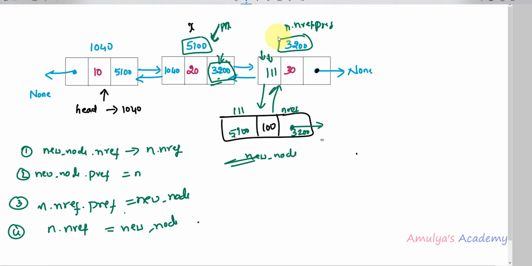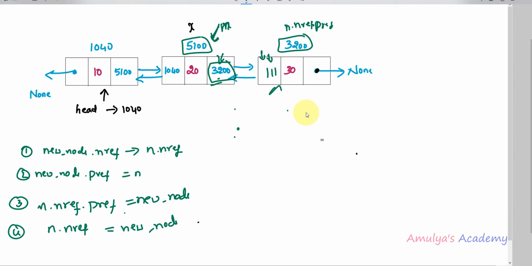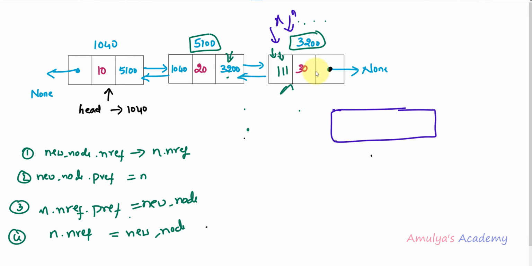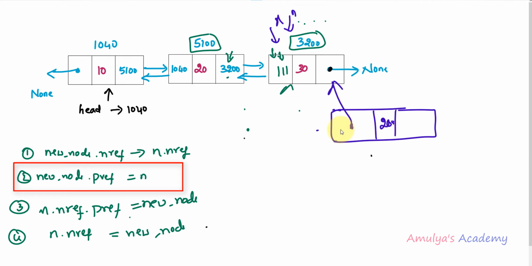But here, as I said, you need to be careful about one thing while inserting the new node after the given node. That is, you need to check whether you are inserting the new node after the last node. Let's see what will happen if I insert the new node after the last node. So I'll take this as x. Now x and n are pointing here. Now I'll create the new node first, 200. Initially both the references are pointing to None. Now you need to change the new node's pref, that is this. You need to take it as n. So it needs to point here, so you need to take 3200.